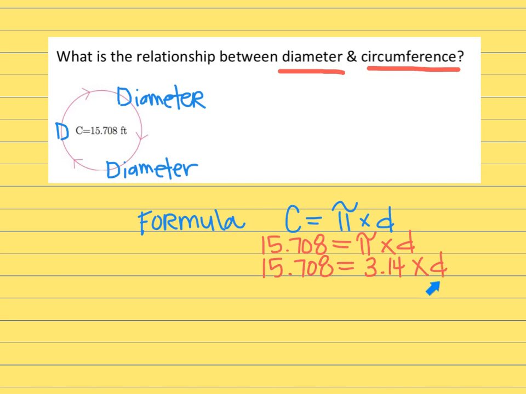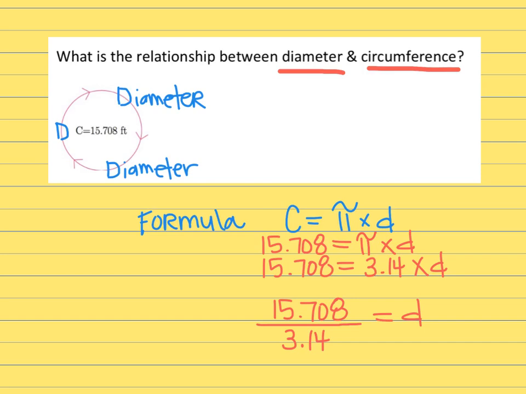Now for me to figure out this missing number that goes there, 3.14 times something, I don't know what it is. So in order for me to work backwards, I do the opposite of multiply. I would divide. Now I'm not really going to divide this. I'm just going to set this up. 15.708 divided by 3.14, and that is equal to diameter. Sometimes you might not know the number and you need to just set it up using symbols.